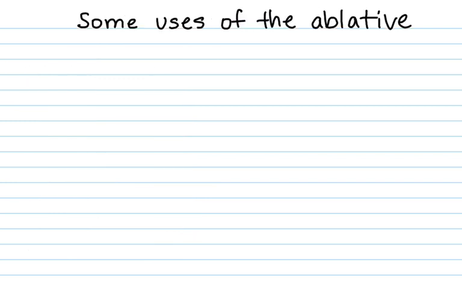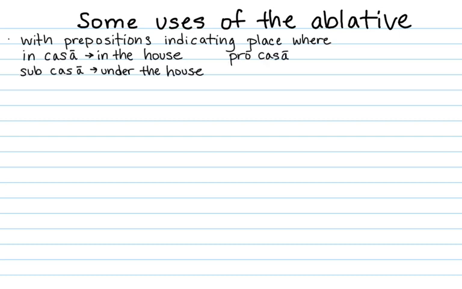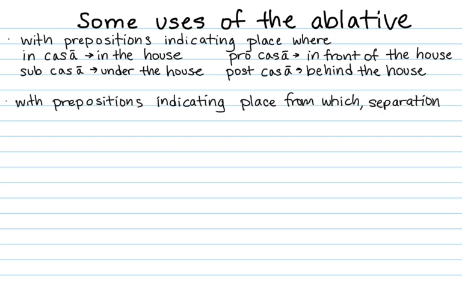Last up in this chapter is some new uses of the ablative. But first, let's review our old uses of the ablative. We've seen it with prepositions indicating place where. So, for example, in casa, place where, means in the house. Sub casa, place where, means under the house. Pro casa, place where, means in front of or before the house. Post casa, place where, means behind the house.